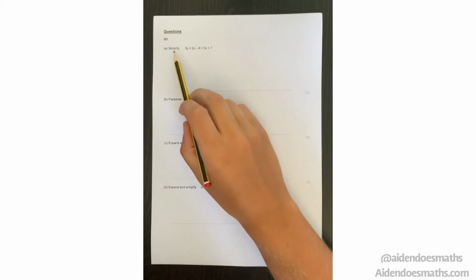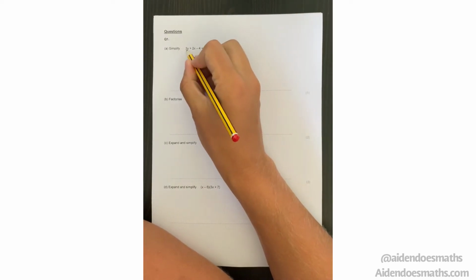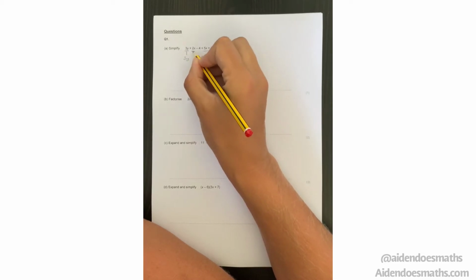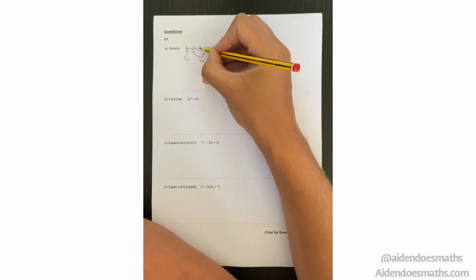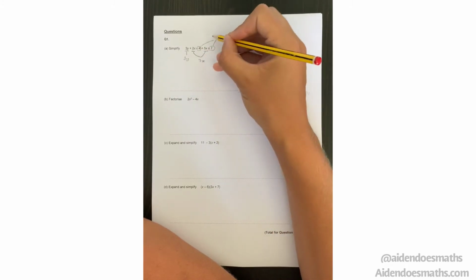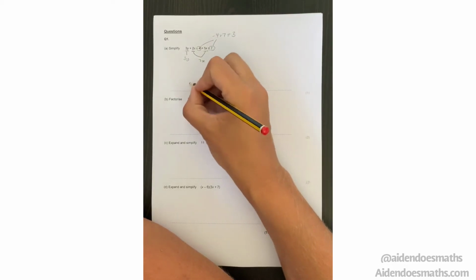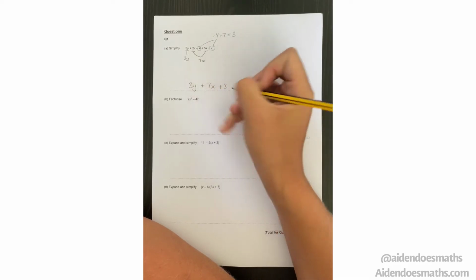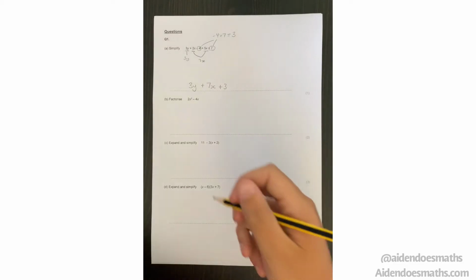So question 1, not actually quadratics here, but we're just collecting like terms, so it's still within our algebra area. So we've got 3 lots of y. How many x's? 2x plus 5x gives us 7x. And we've got our minus 4 plus 7, which gives us positive 3. So our final answer, we're just going to collect all of those individual terms: 3y plus 7x plus 3. There's an easy 1 mark there.